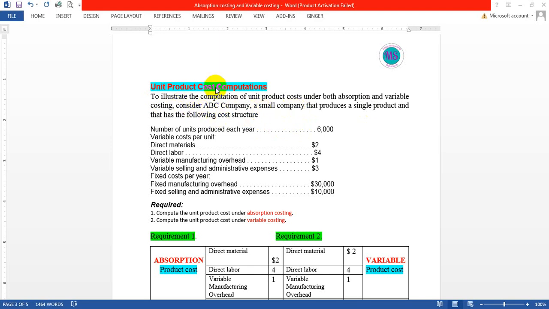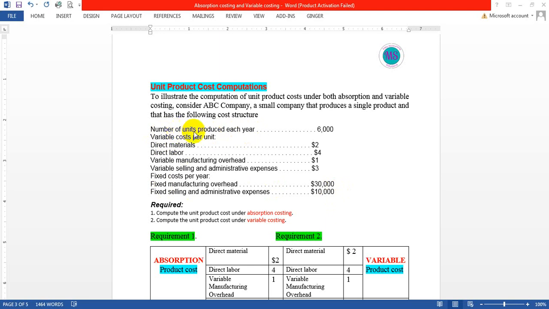The company's name is ABC, and it produces a single product. There are no other products, they are producing only one product, and it has the following cost structure. They have given a number of things. First, the number of units produced each year.